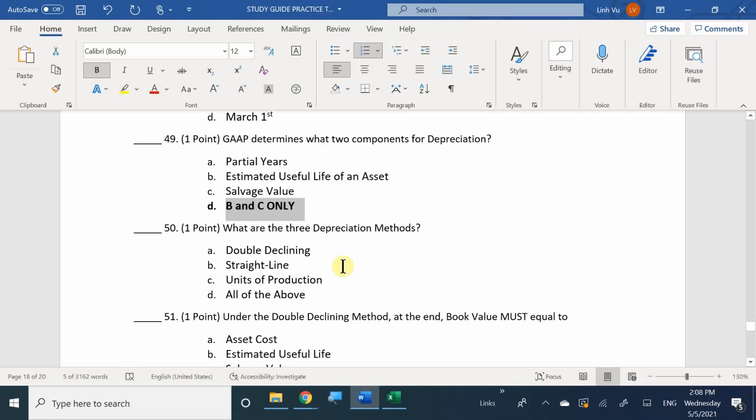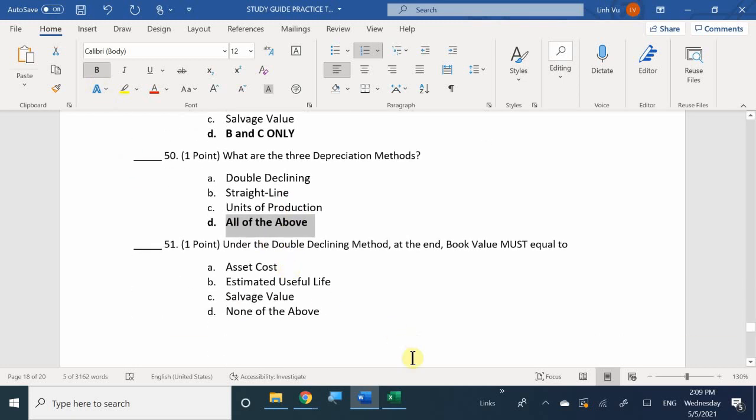Number 50. What are the three depreciation methods? D. Correct. Make sure that you know all three because they will appear on the exam. Double declining, also known as accelerated, but I'm going to give you double declining, straight line, and units of production. So yes, make sure you know all three. That's not the only three. There's more beyond that, but I'm only testing you on these three.